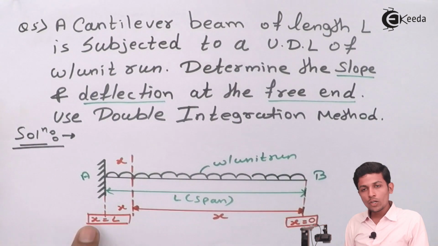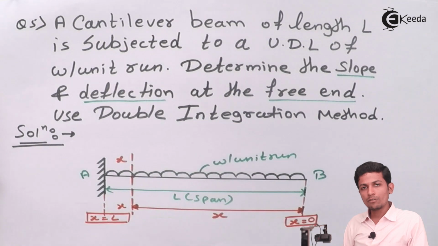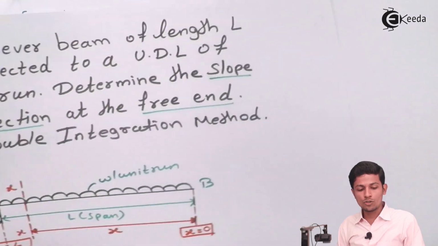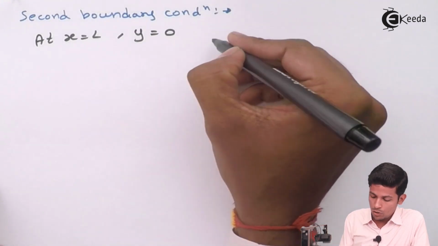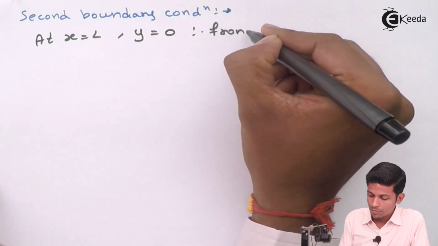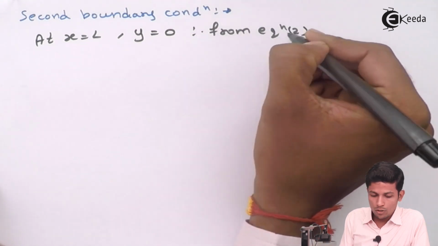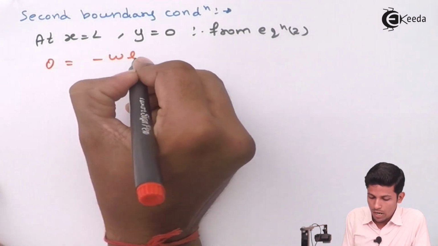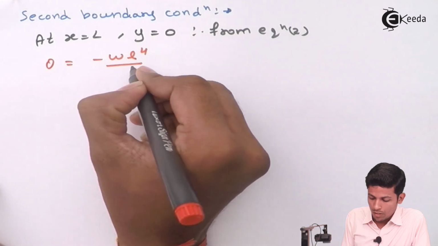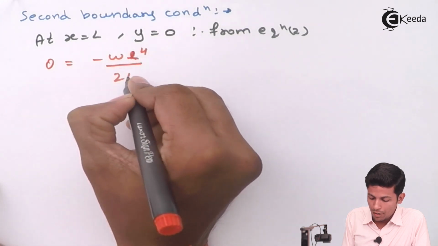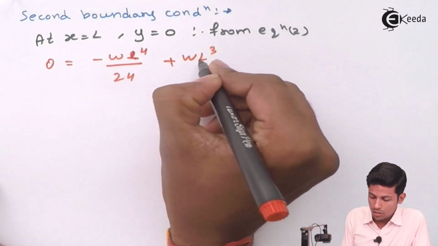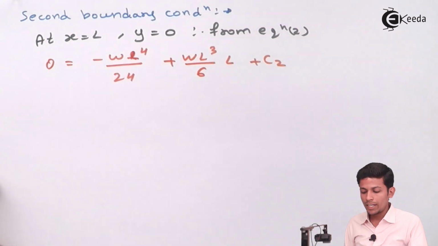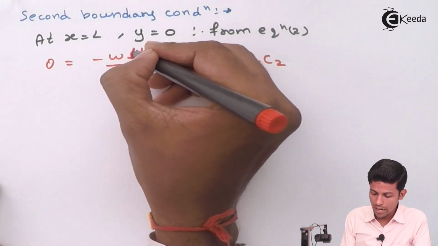In a cantilever, there is only one end condition, but we are applying it at both ends. At x is equal to L, y is also 0 because the deflection at A will also be 0 over here. So from equation 2 we get the value like this: 0 is equal to minus wl raised to 4 upon 24 plus wl raised to 3 upon 6 into L plus C2.